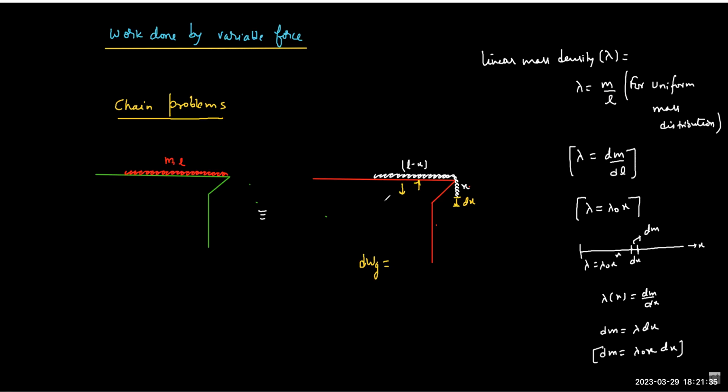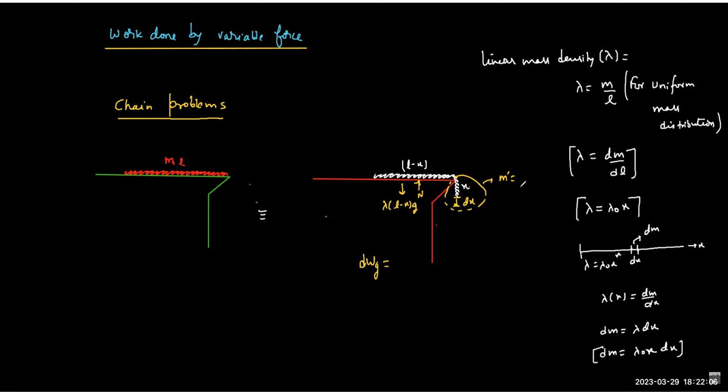So what is the mass on the table? Lambda into L minus x, the mass per unit length, into g. This is balanced by the normal. And this hanging part will have its own mass. How much? Can you guess? How much should this mass be?